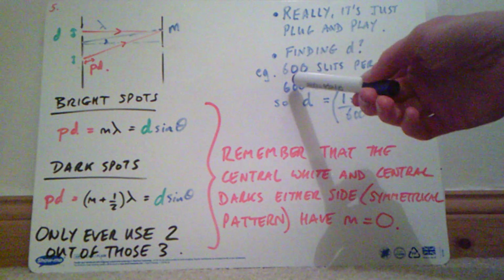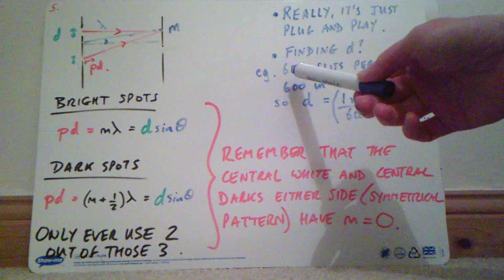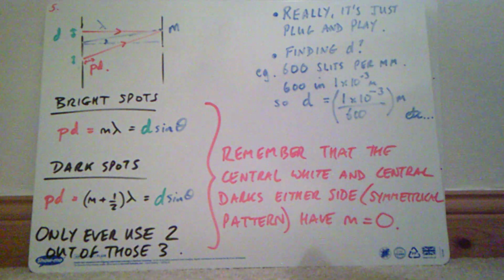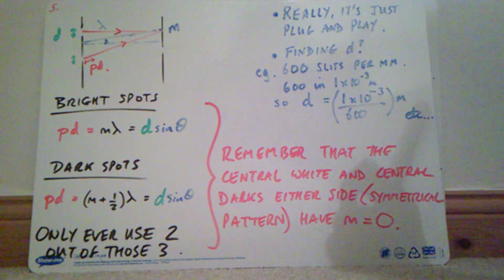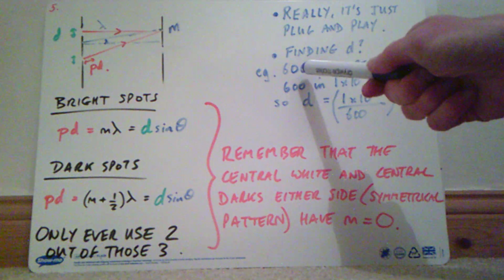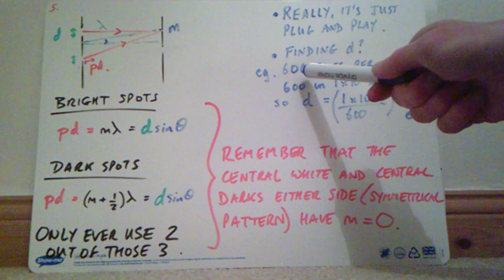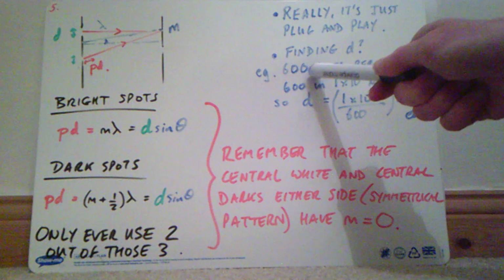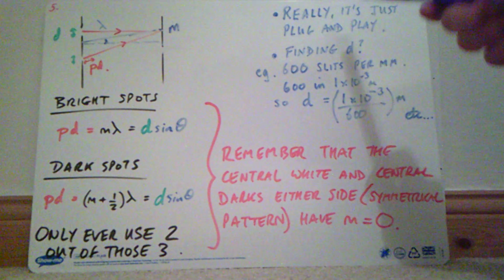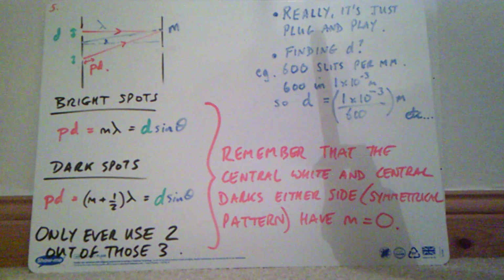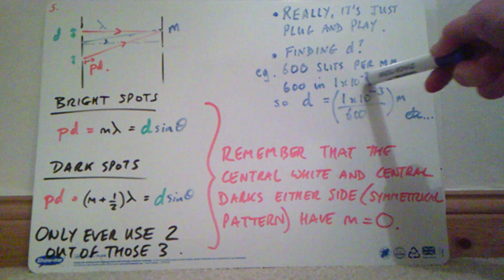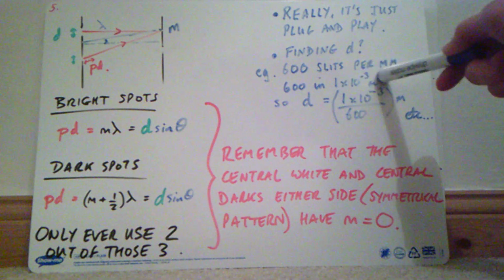So if, for example, a diffraction grating has 600 slits or 600 gaps per millimeter, well, that's fine, but it's not what we want. We want to know the width of one slit or one gap. So this isn't a formula, I suppose it's just sort of numeracy. If you have 600 slits in 1 millimeter, then going back to scientific notation, like we did all those slides ago, that means we have 600 slits in 1 times 10 to the negative 3 meters, because milli is times 10 to the negative 3.